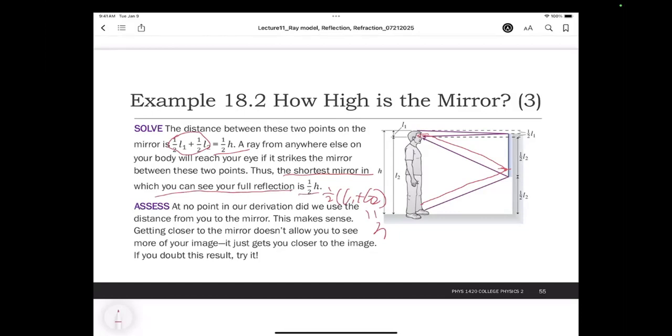At no point in our derivation did we use the distance from you to the mirror. This makes sense. Getting closer to the mirror doesn't allow you to see more of your image. It just gets you closer to the image. If you doubt this result, try it.